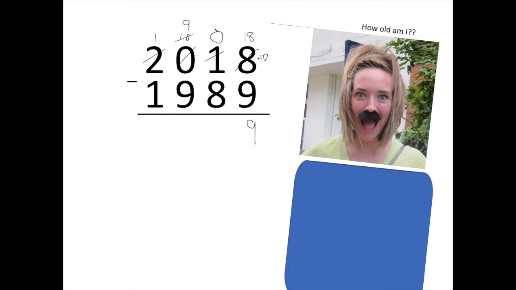How many longs are in a flat? There's 10, right? So technically I'm saying 0 longs plus 10 more. So what's 0 plus 10? It's 10, right? So now my problem says 10 longs minus 8 longs. What's 10 minus 8? It's 2. Now, 9 minus 9, 0. 1 minus 1, 0. So how old am I? 29.